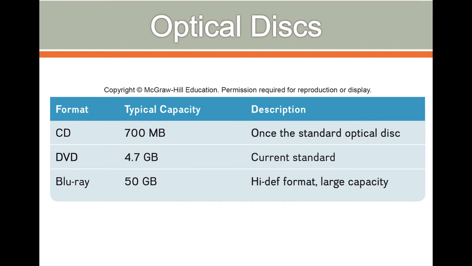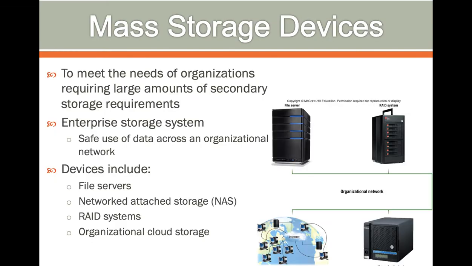So the format, CD, this is a typical capacity, and the description is just a standard optical disc. DVD typical capacity is 4.7 gigabytes. So it's a current standard. Then we have Blu-ray, which has 50 gigabytes. It's a high-definition format and also large capacity.